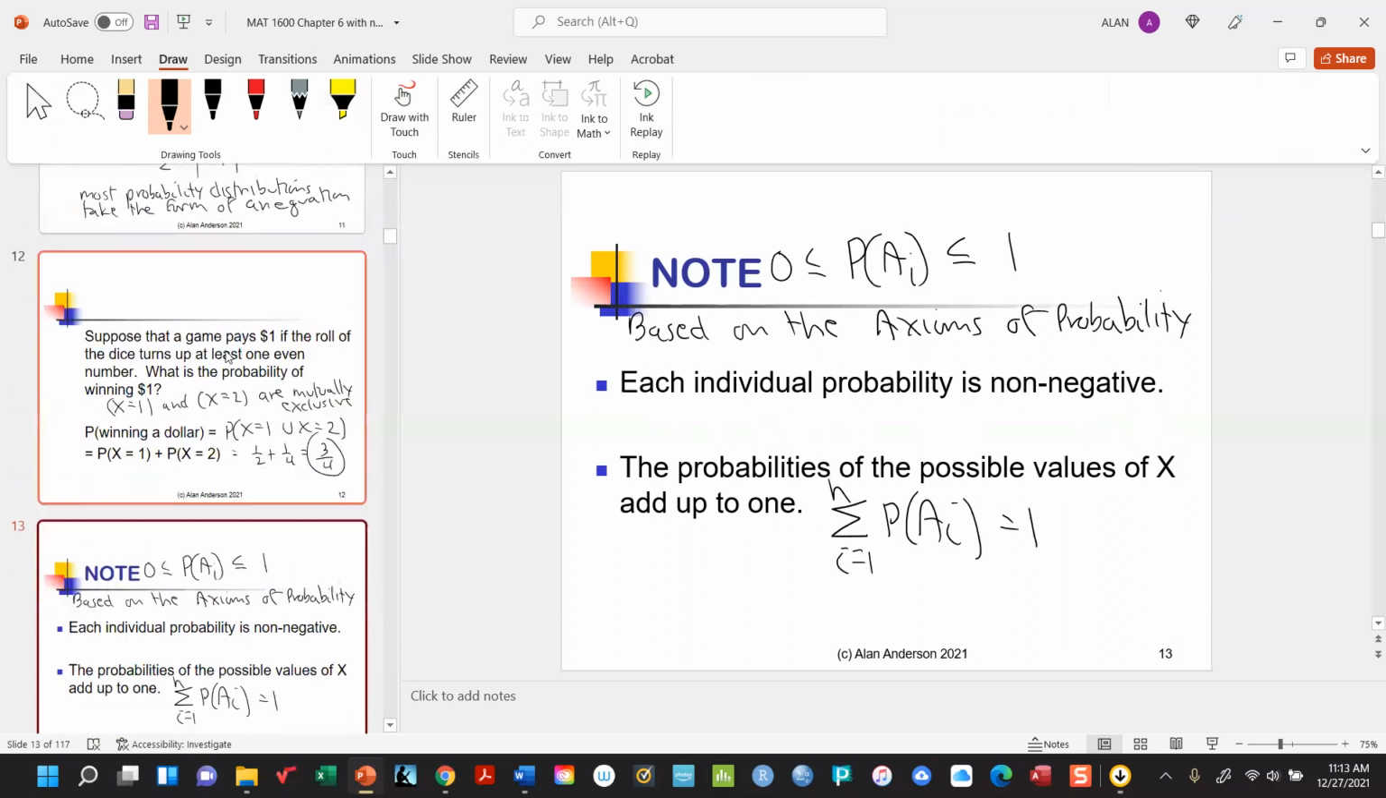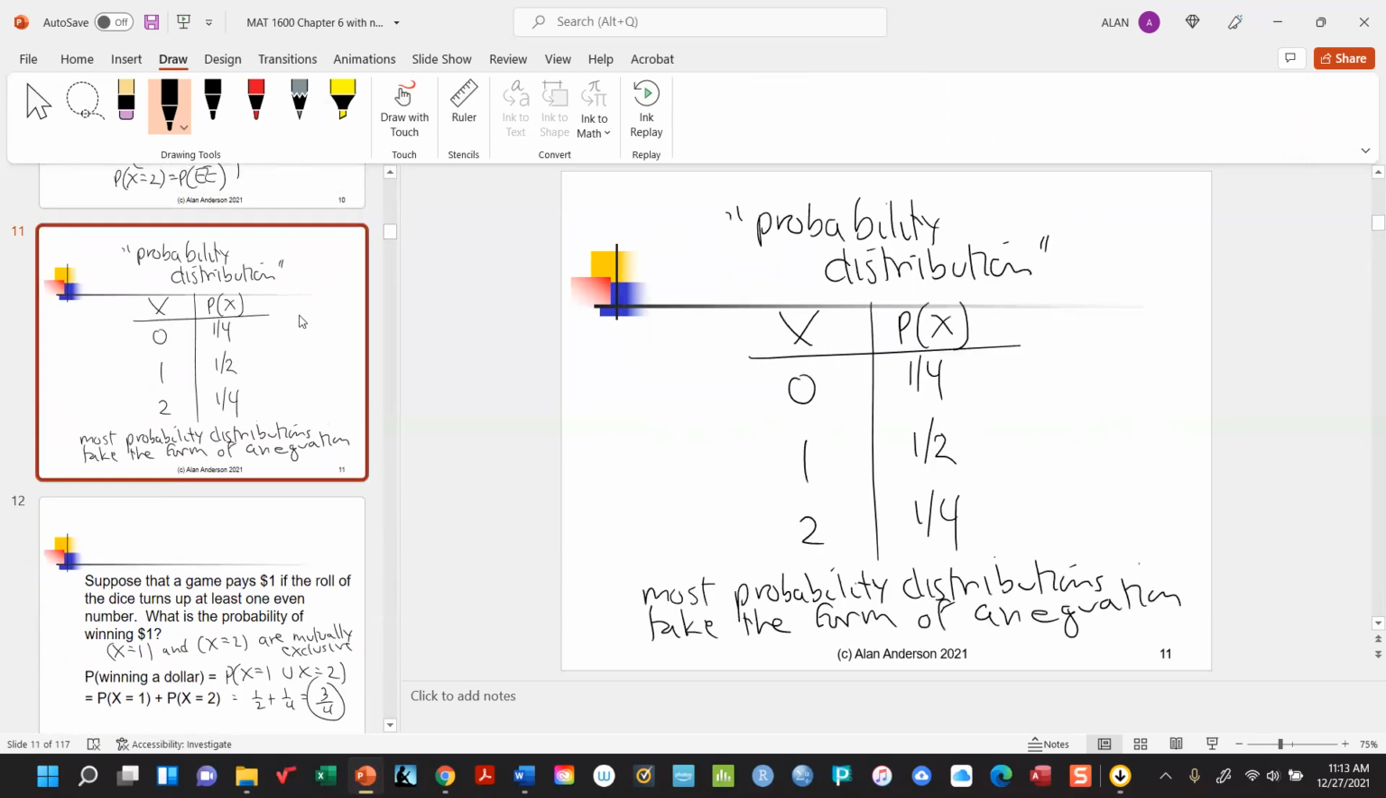And so what that means is that if you have a table like this, where either of those conditions are violated, then it is no longer a valid probability distribution. So you always want to make sure that your probability distribution has those two properties before you try to do any actual calculations with it.